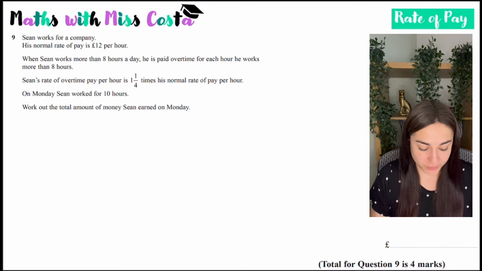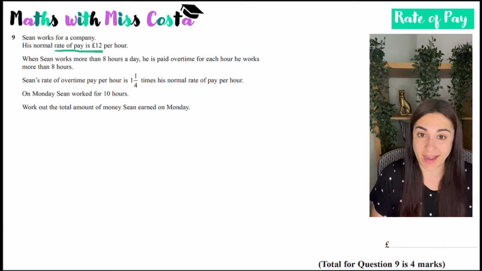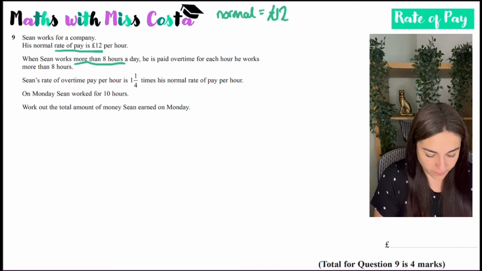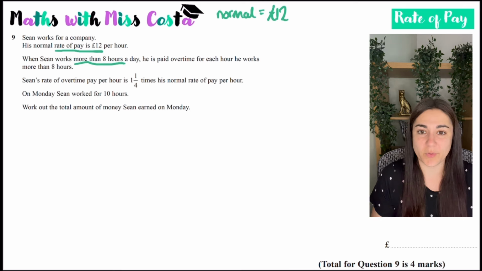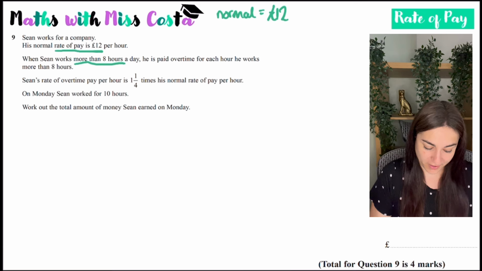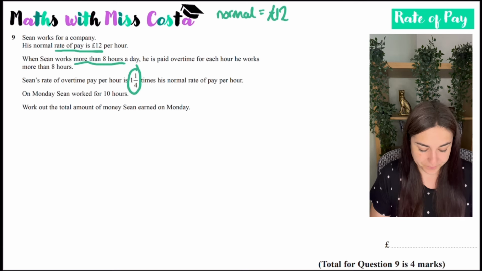Okay, so here I'm told that Sean works for a company and his normal rate of pay is £12 per hour. So his normal pay is £12 per hour. When Sean works more than 8 hours a day, he is paid overtime for each hour he works more than 8 hours. So overtime is basically if you've worked more than your shift or more than you should, you get paid extra. Sometimes it's double, sometimes it's triple, sometimes it's just a little bit more. So Sean's rate of overtime pay per hour is 1¼ times his normal rate of pay per hour.